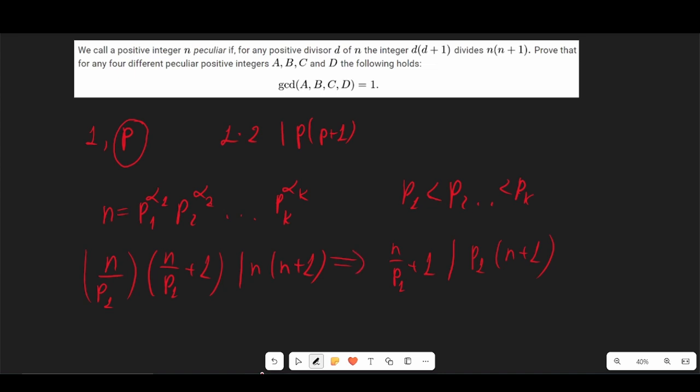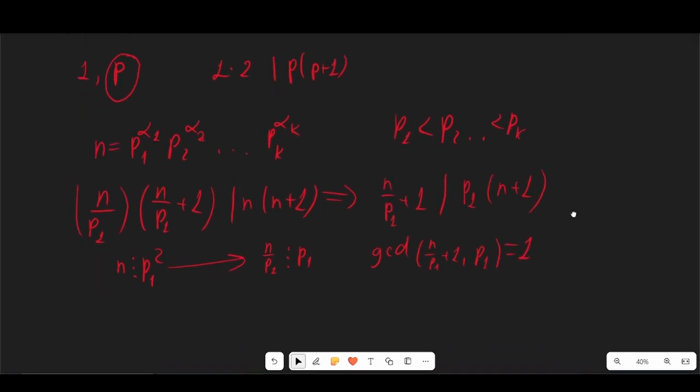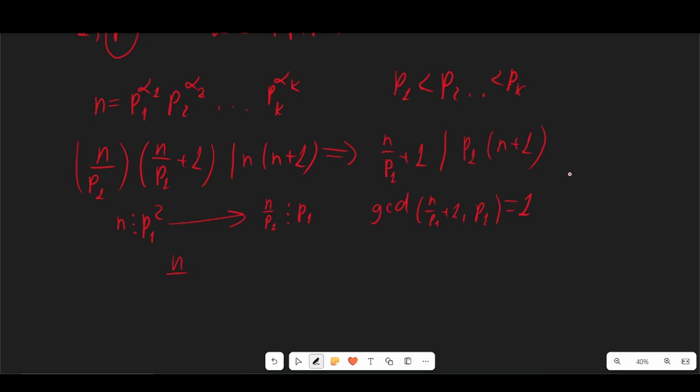Now we have to consider several cases here. If n is also a multiple of P1 squared, then from here we can conclude that n over P1 is also a multiple of P1. So GCD of n over P1 plus 1 and P1 would be 1. So we can conclude that n over P1 plus 1 divides n plus 1.